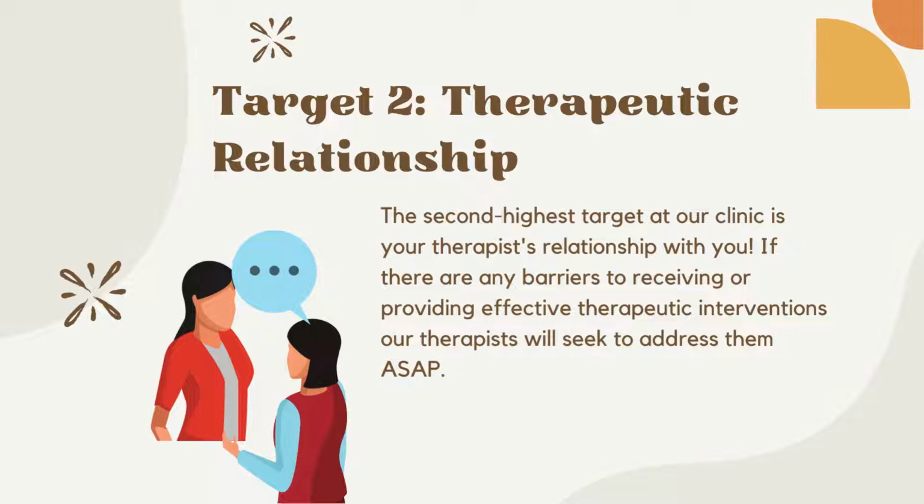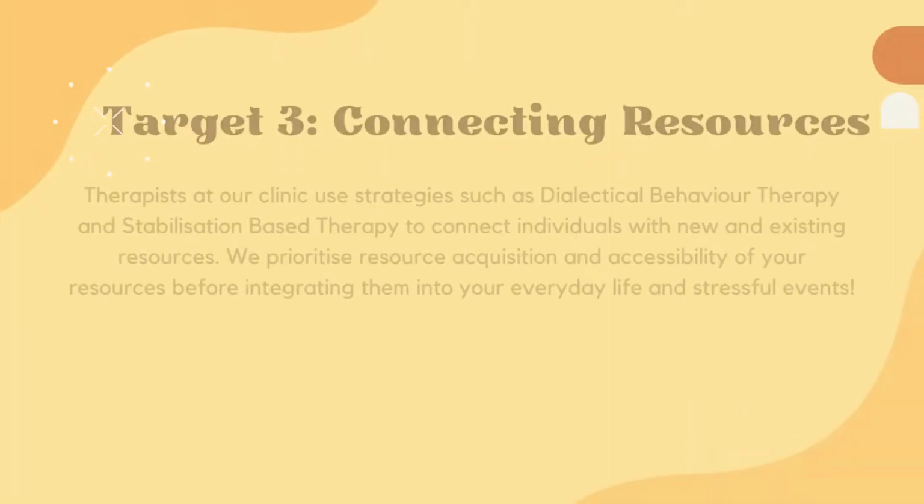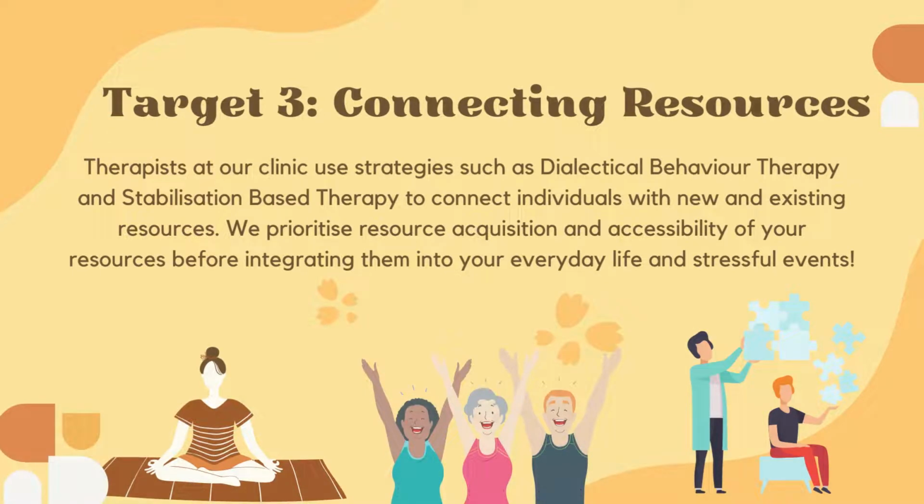Number 2, and this is really important, is the therapeutic relationship. So if there are any barriers to receiving therapy or for the clinician to provide therapy, we address these immediately and we prioritise them. The only thing that takes a priority over the therapeutic relationship is risk, making sure that somebody's safe.